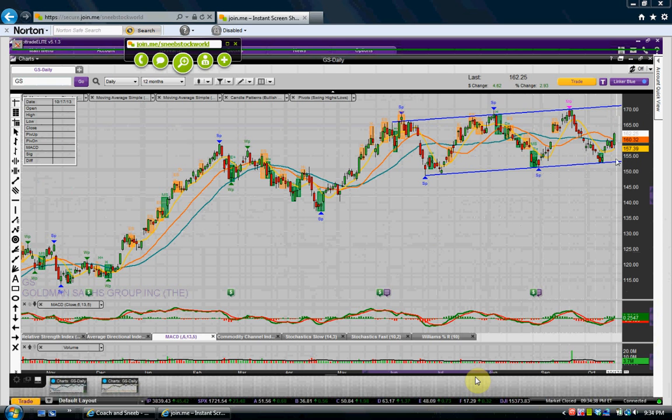Now, here's the other thing. You could say, well, what if it doesn't go to that top line? Is that possible that it won't come up and hit this top line? Yep, it's possible. And that's going to be when they go in the money.